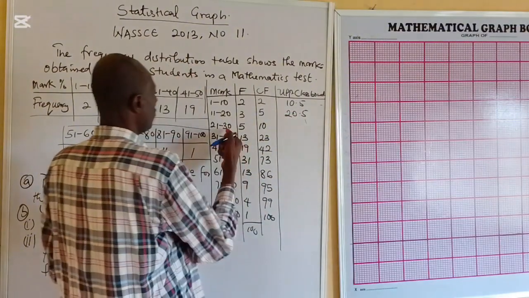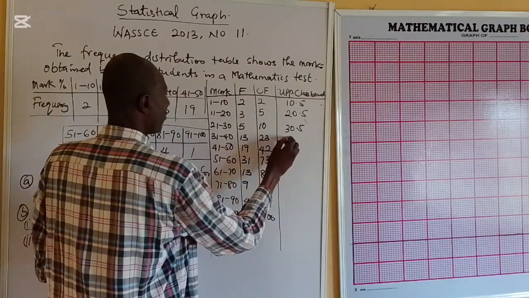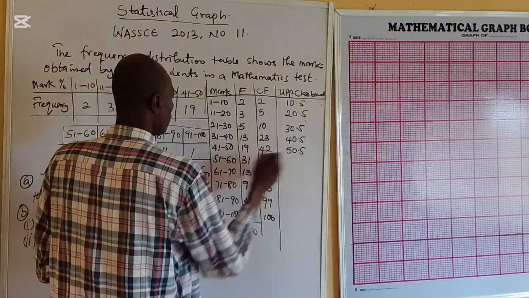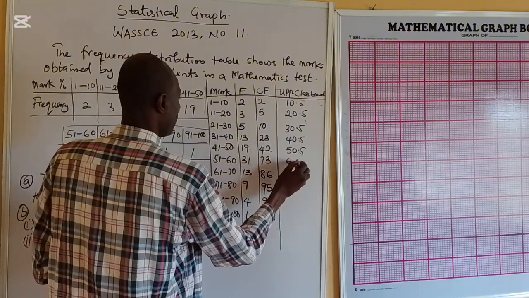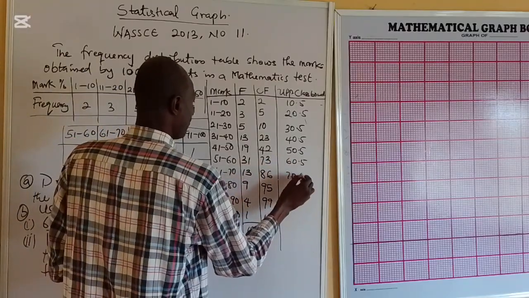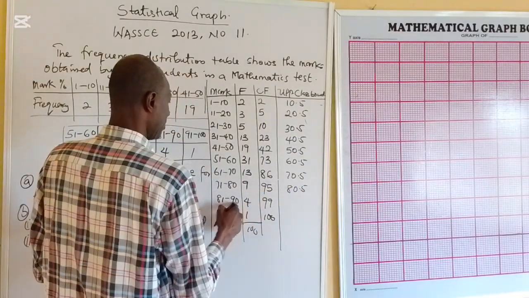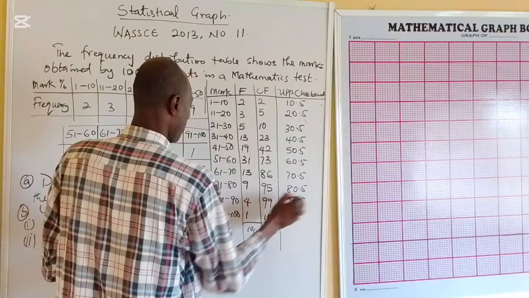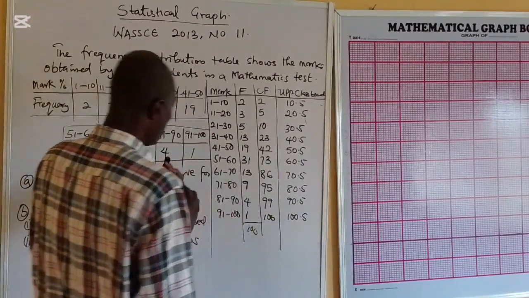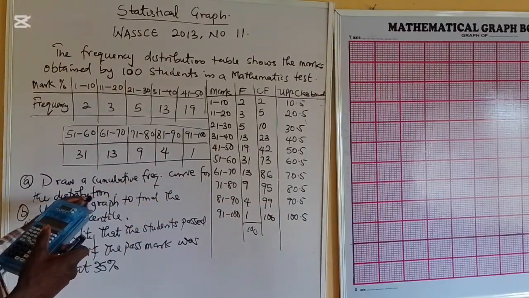So having gotten that, this one is 30, so you write 30.5. Here is 40, write 40.5. Here is 50, write 50.5. Here is 60, write 60.5. Here is 70, write 70.5. Here is 80, write 80.5. Here is 90, write 90.5. Here is 100, write 100.5. Now, the question demands us to draw a cumulative frequency curve for the distribution.